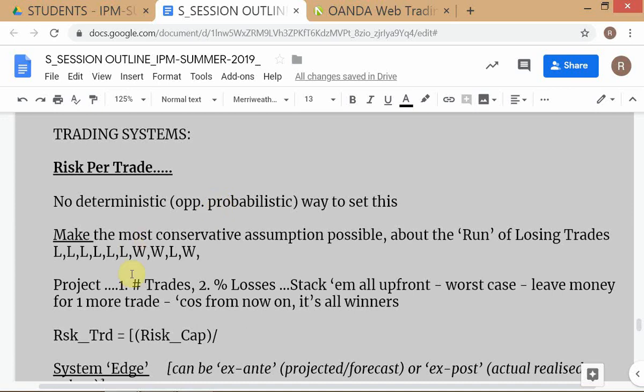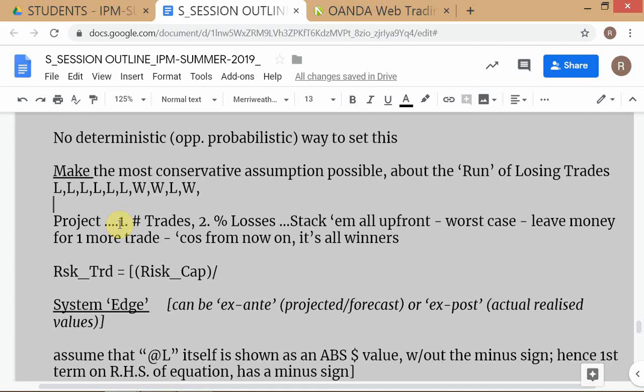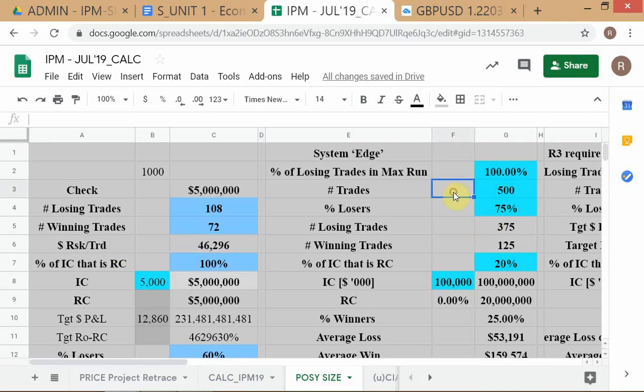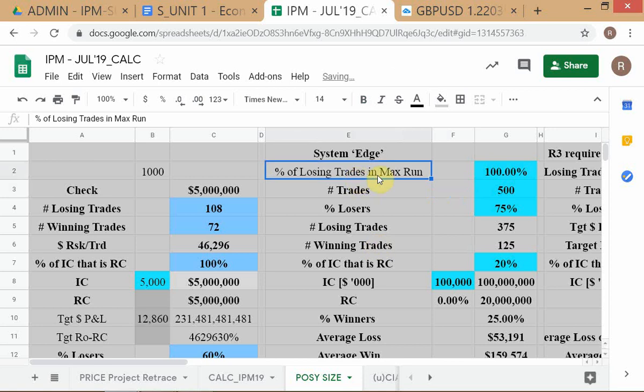Okay, all right. So what we do is first we have to project the number of trades. Now that is a function of your understanding of your system. So this part you don't worry about at this point of time, because there's an additional way that you can program.